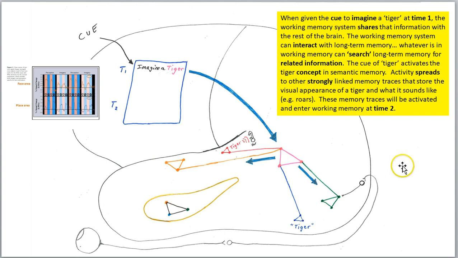Now, let's see what happens when we imagine a tiger. So the cue will be the cue to imagine a tiger.